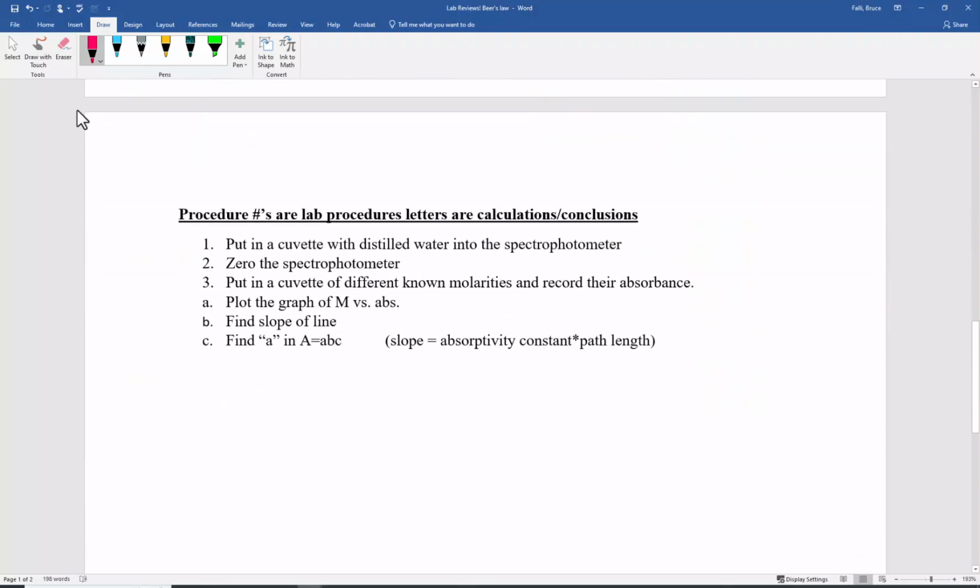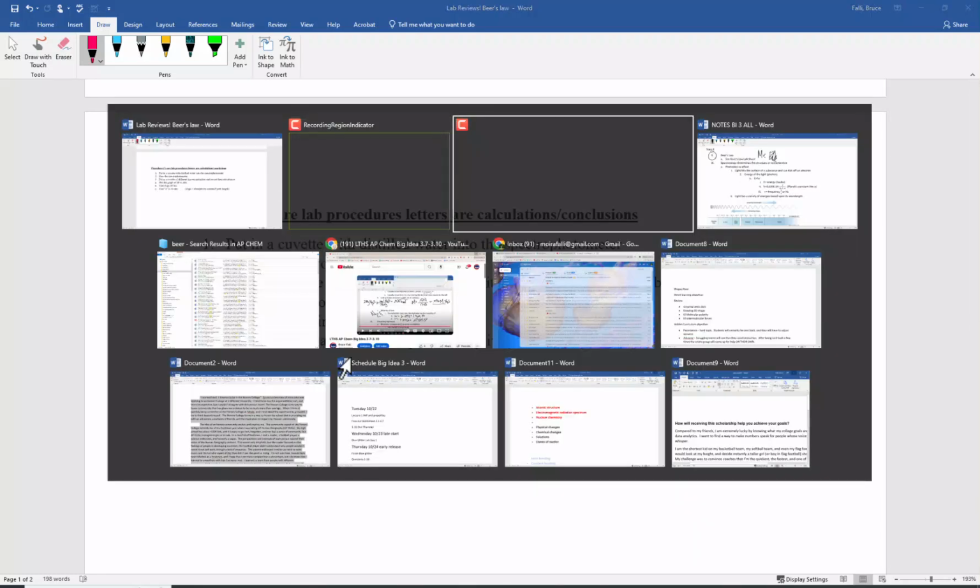All right, so let's look at the procedure. First thing you do is you put a cuvette with distilled water into the spectrophotometer, and then you zero the spectrophotometer. Put in a cuvette of different known molarities and record their absorbance. Plot the graph of molarity versus absorbance. This will then give you a slope of a line. The slope of that line is your epsilon. So we find the A in ABC, and that A has now been switched to epsilon. All right. Beer's law is done.